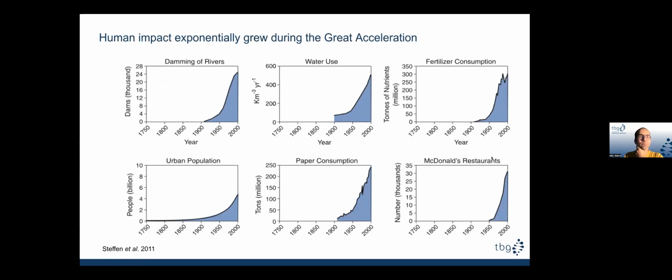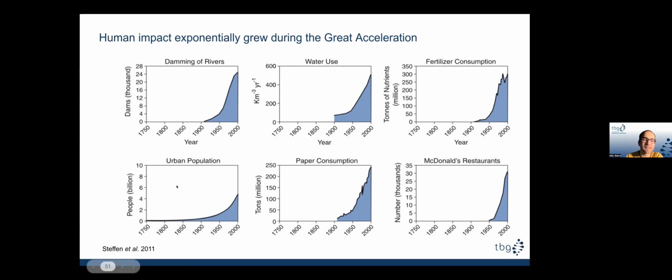This is centered around human impact in the Anthropocene. What we know is that human impact was exponentially growing during the great acceleration during the last few decades. What we are seeing from all kinds of measures of human activity is that we increase our activities in every field, like in water use, damming of rivers, using fertilizers.